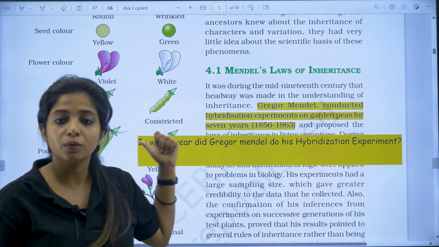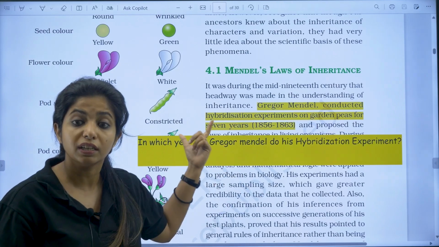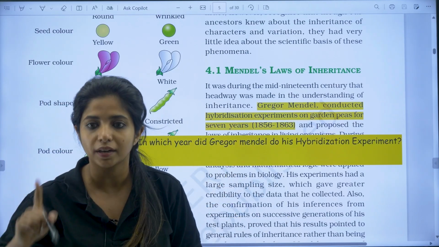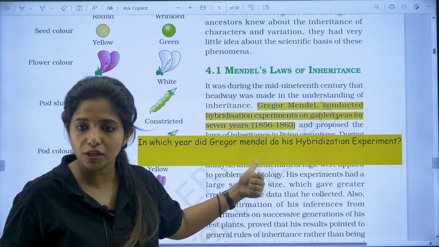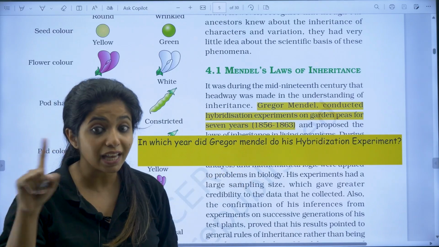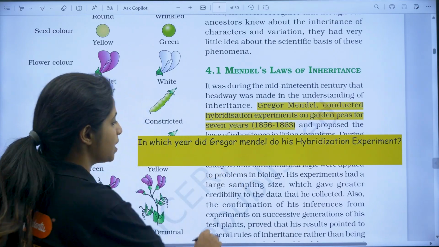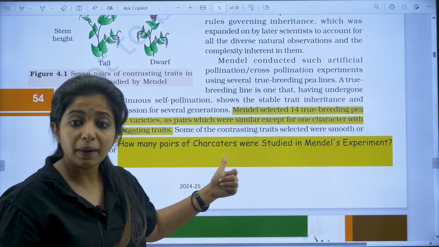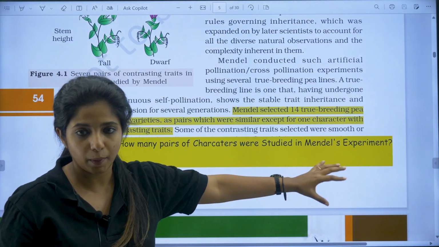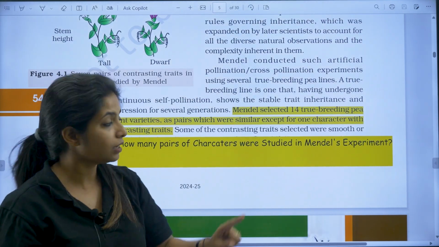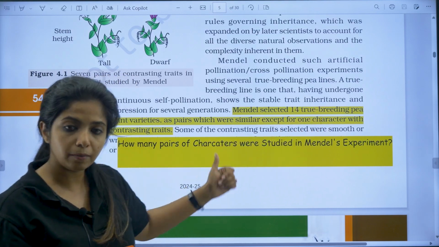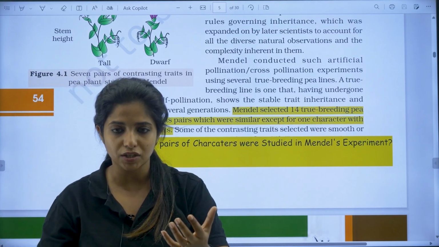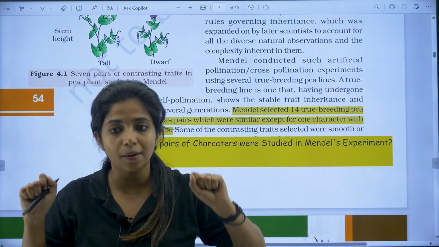And the question comes, in which year, or from which year to which year, did Gregor Mendel do his hybridization experiment? You should be knowing it is 1856 to 1863, for 7 years, my dear children. Going ahead, the next question that could be coming is, how many pairs of characters were studied in Mendel's experiment? So there were 7 pairs of characters, or we can say 14 true breeding pea plants. 7 pairs means 14 plants were there. So you should be knowing the number as well.